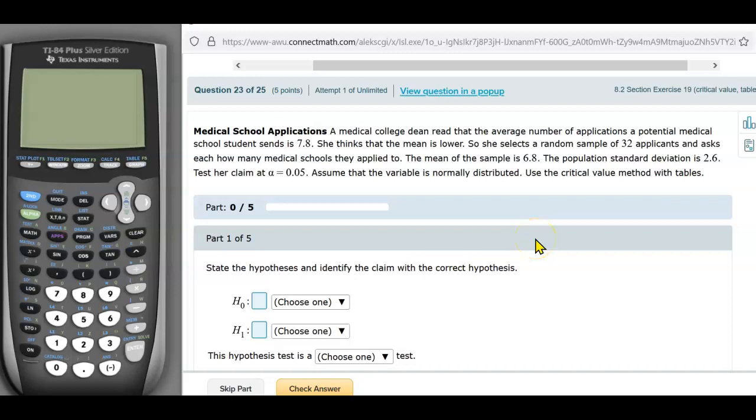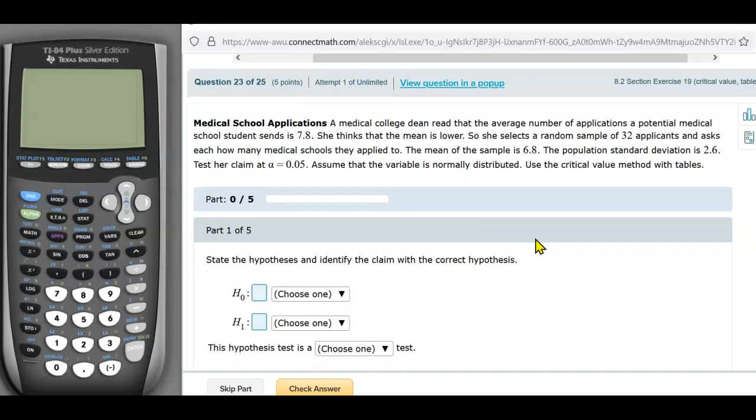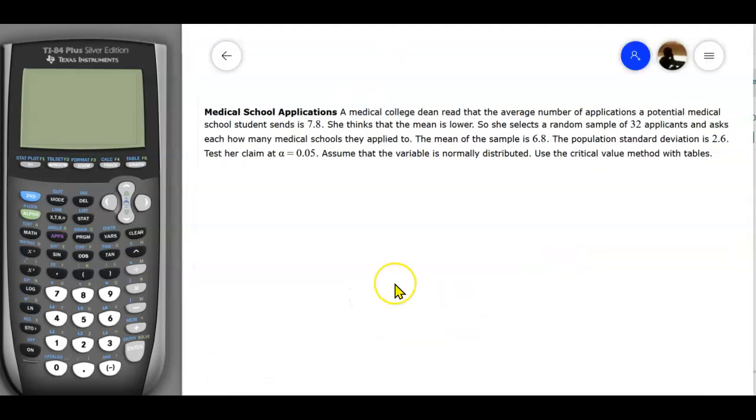All right, so this is question number 23. The first question is asking about H0 and H1 and the hypothesis testing, whether it's one tail or two tails, right? So let's start this problem.